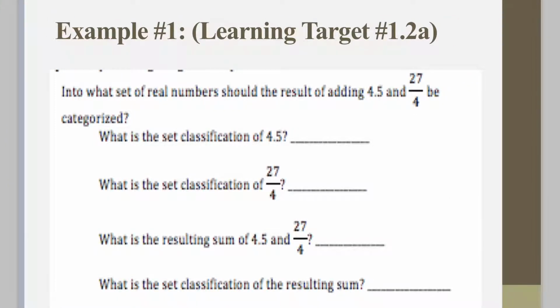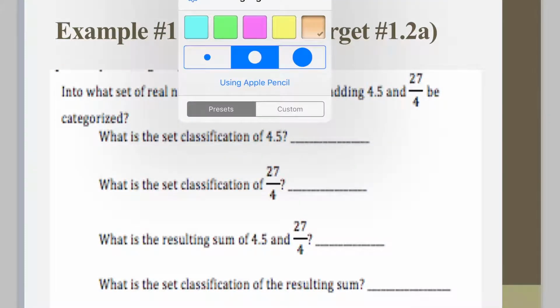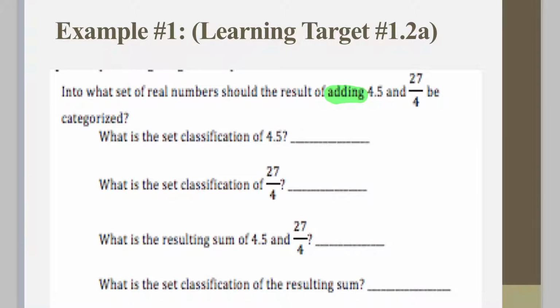So example number 1. This highlights learning target number 1.2a. So into what set of real numbers should the result of adding, highlight that adding, that means that we can apply the closure property, of adding 4.5 and 27/4 be categorized? So into what set could it be categorized? Why don't you hit pause, see if you can work through this example, and then when you come back, I will be working through this.